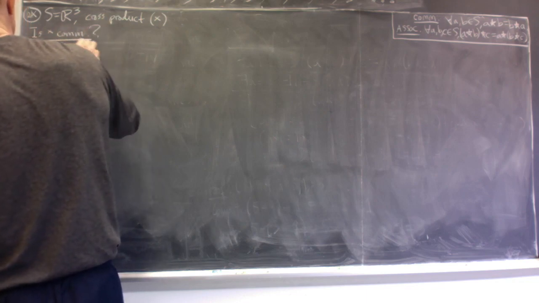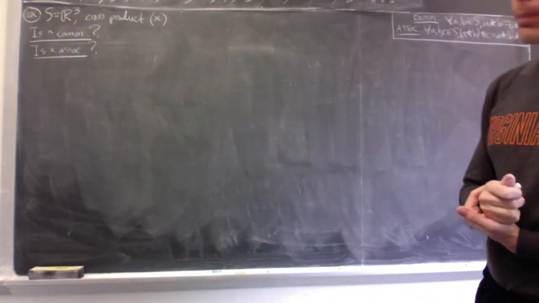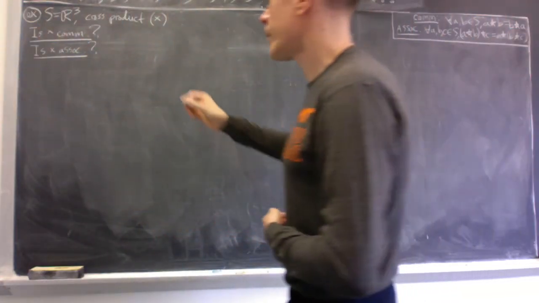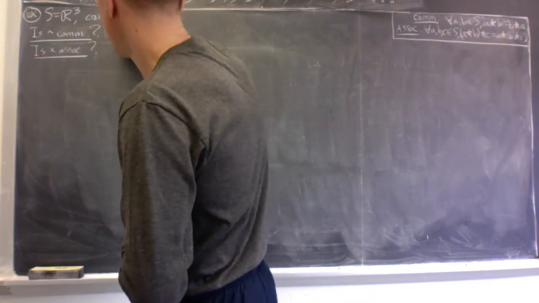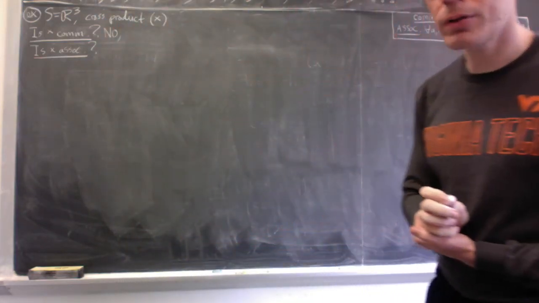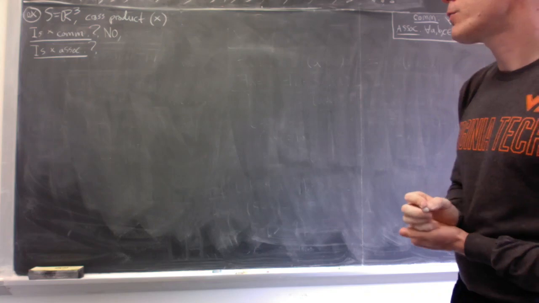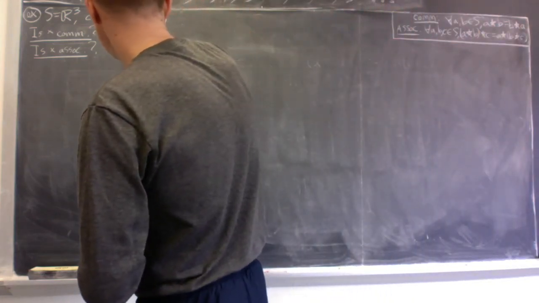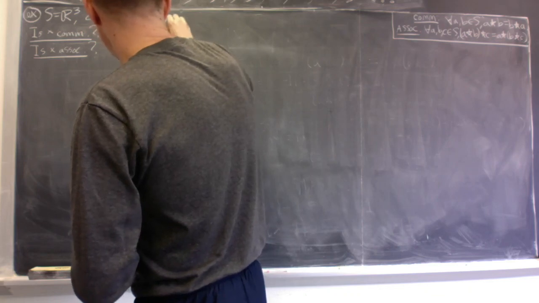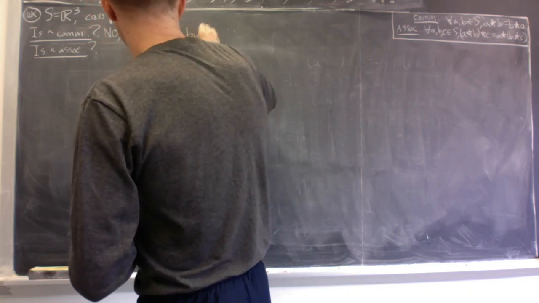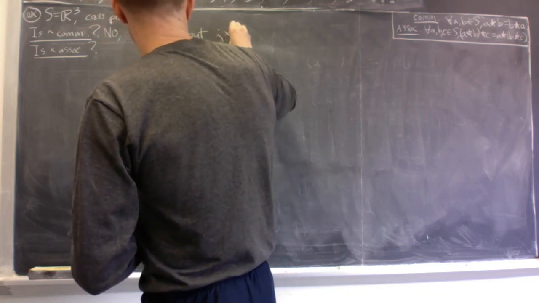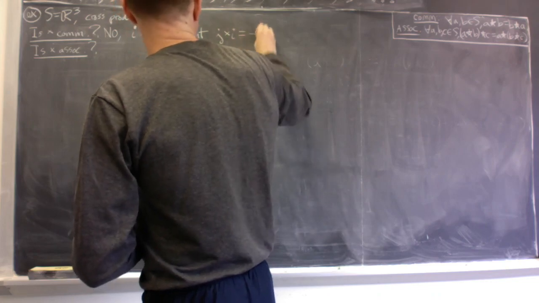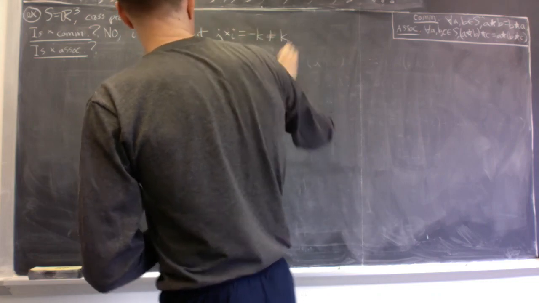Pause the video and think about it if you need to. In this case, the answer is no for both. This is a famous example of a type of multiplication that's not commutative. For instance, if you remember the basis vectors i, j, k, i cross j is k. But if you do the other order, j cross i is negative k, which is not the same vector as k.